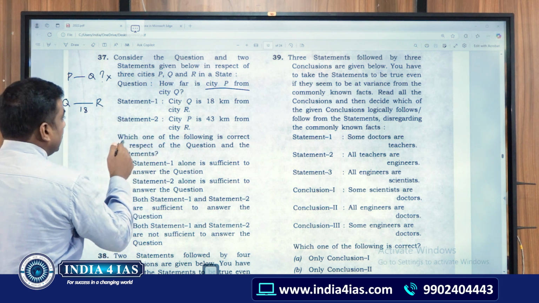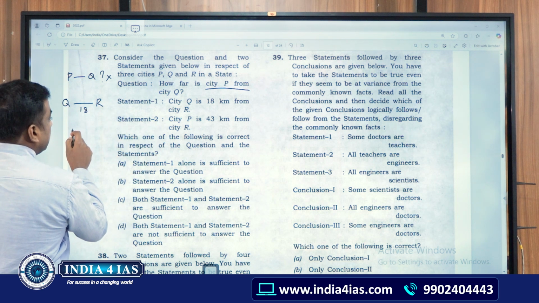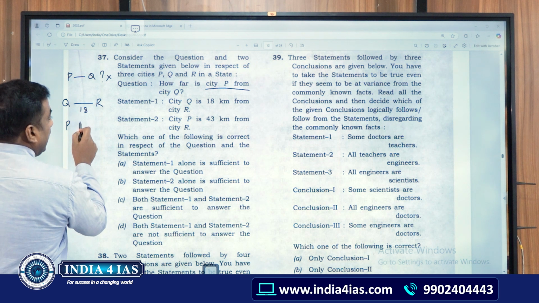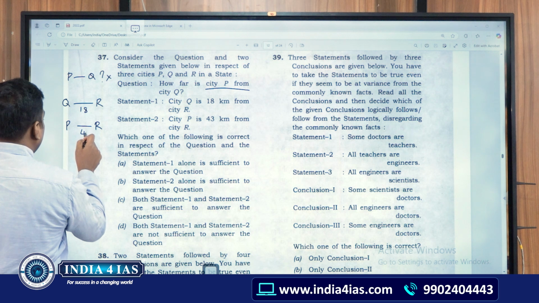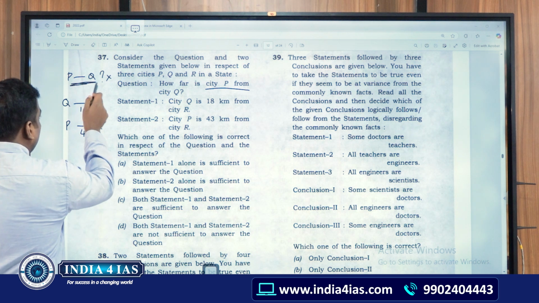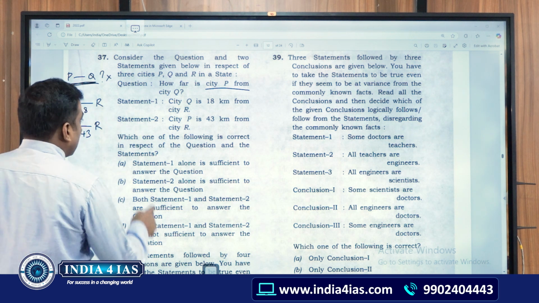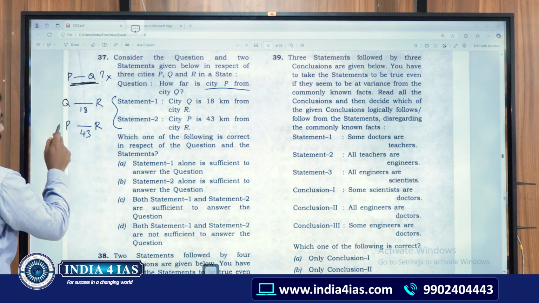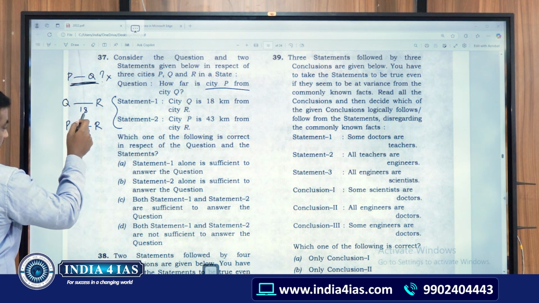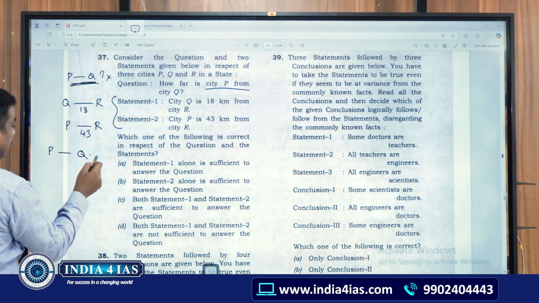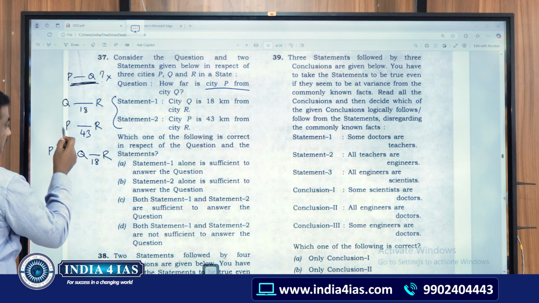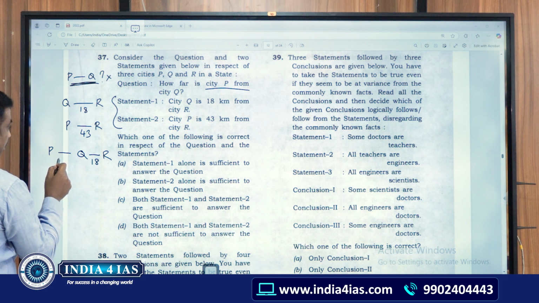Forget this. Now, city P is 43 kilometers from city R. Okay, P and R is there, but about P and Q, I cannot. So club both the statements now. This is what we have. QR is 18, PR is 43. So this is one way of writing it. Q and R distance is 18 and P and R is 43, so remaining is 25.